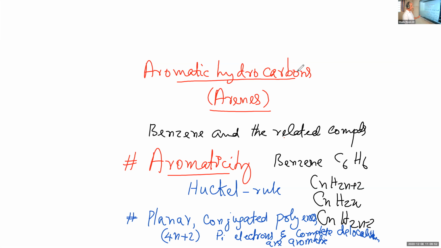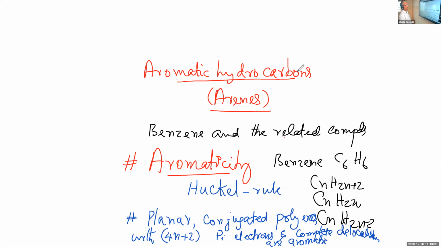So planar, conjugated means alternate double bond: single bond, a double bond, single bond, a double bond, single bond, double bond. That is a conjugated polyene. Planar conjugated polyenes with 4n plus 2 pi electrons.